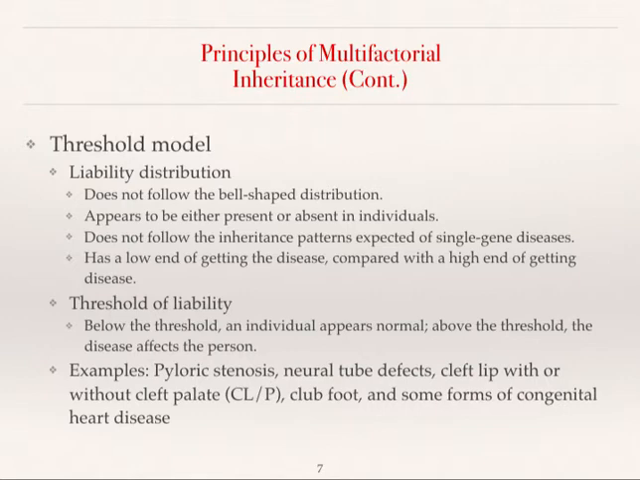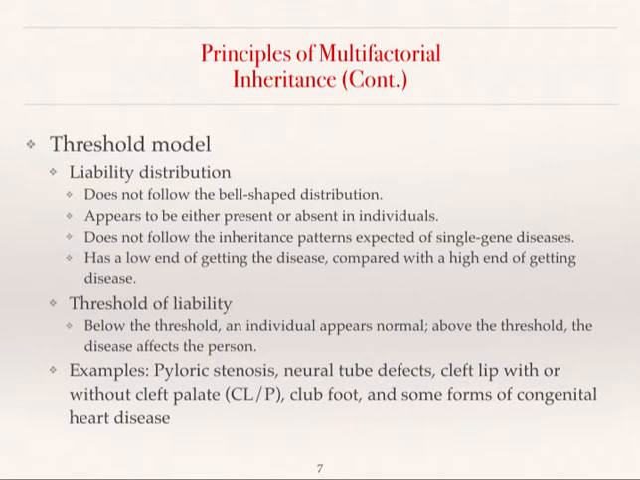Below that threshold, essentially, they're normal. They don't have the trait. They don't have the disease. Anything above the threshold, that's when they present with it. Good examples would be pyloric stenosis, and it's in your textbook as well. Pyloric stenosis is actually narrowing of the pyloric sphincter right above the stomach, and it presents in babies a lot. It's easily correctable, a lot of times either through treatment if it's mild, or actually a surgical intervention. But it's much more common in boys versus girls.